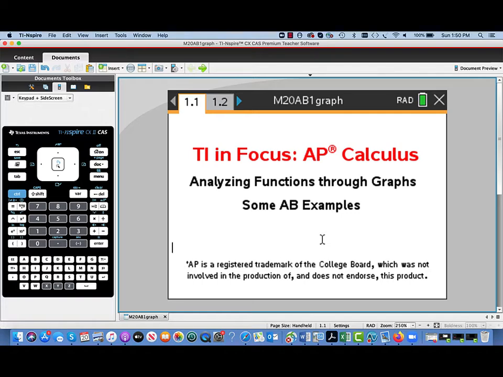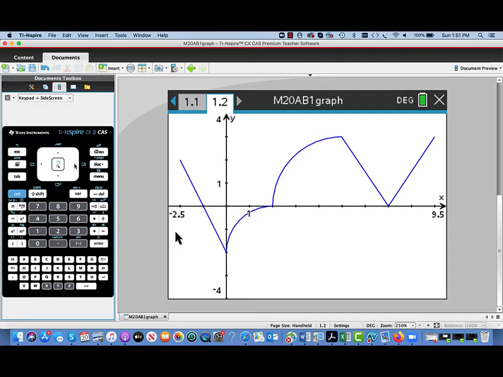This short video is part of the TI-Focus AP Calculus series. We're going to be using the TI-Nspire to look at an example quite similar to a problem found on the 2020 AB exam that involved analyzing functions through a graph. The graph presented here is piecewise, made of line segments and quarter circles.